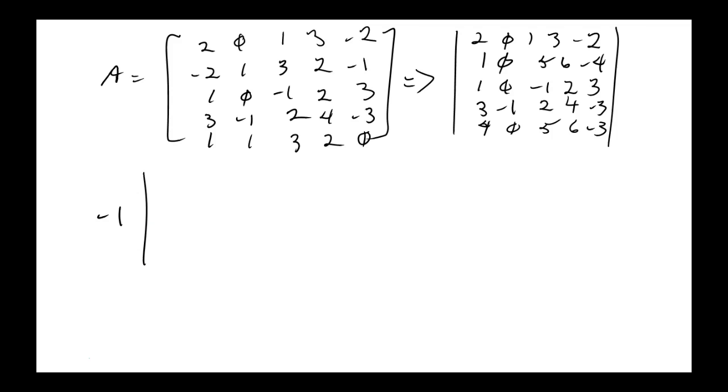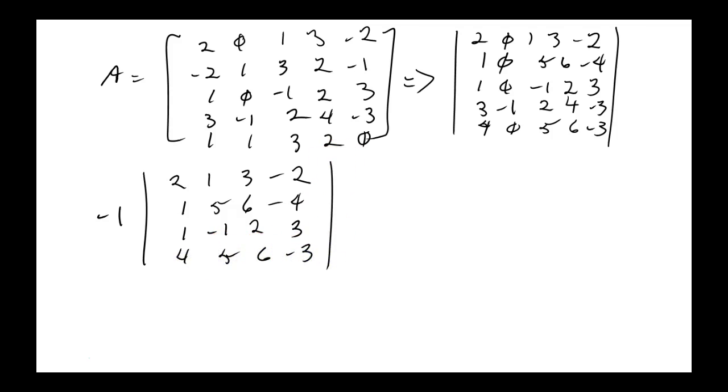Okay. Now that unfortunately leaves you with a 4 by 4. So let's write that down. 2, 1, 3, -2. 1, 5, 6, -4. 1, -1, 2, 3. You lose that row. 4, 5, 6, -3. Oh man. Doesn't look too pretty, does it?